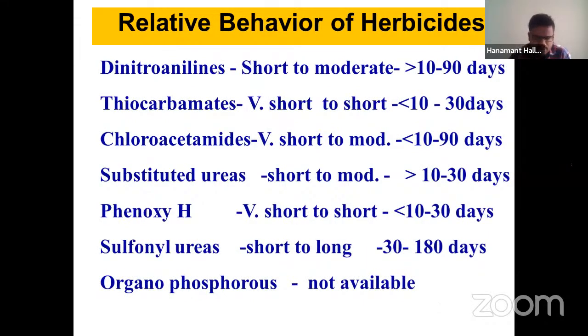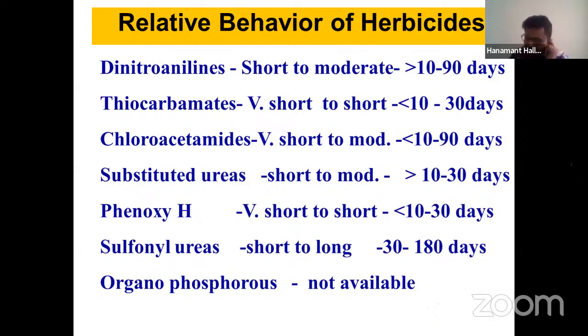Then sulfonyl ureas. Sulfonyl ureas and some other chemicals belong to new generation herbicides. They have a short to very long duration, that is 30 to 180 days. It means they remain in the soil for a period of 4 to 5 months. Then organic phosphorus chemicals are not available in the soil for long. It means they get earlier decomposition.